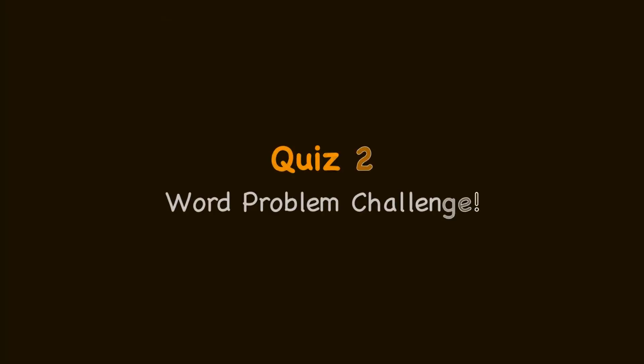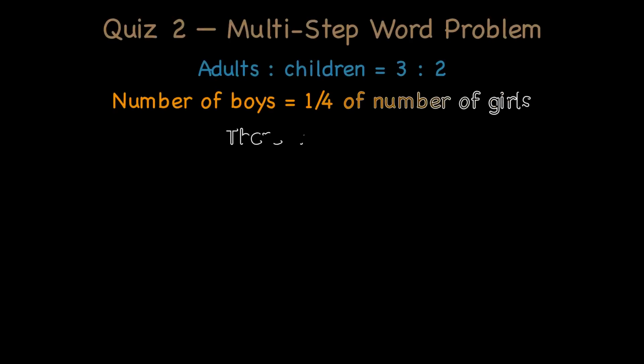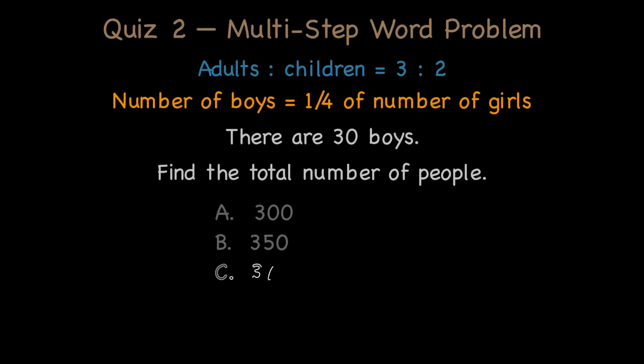Quiz 2. Word Problem Challenge. Quiz 2. Adults to children is 3 to 2. The number of boys is 1/4 of the number of girls. There are 30 boys. Find the total number of people. Pause and give it a try.